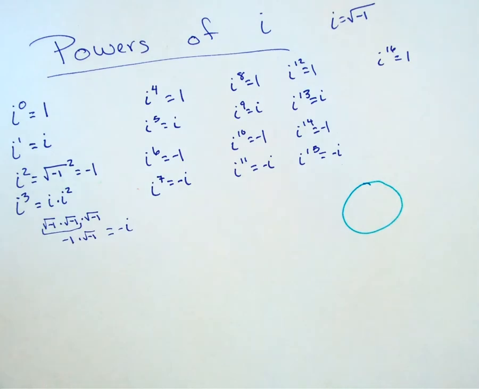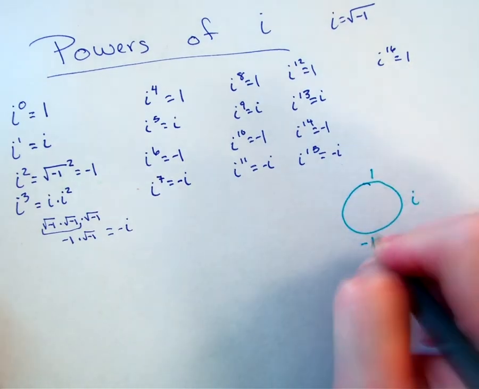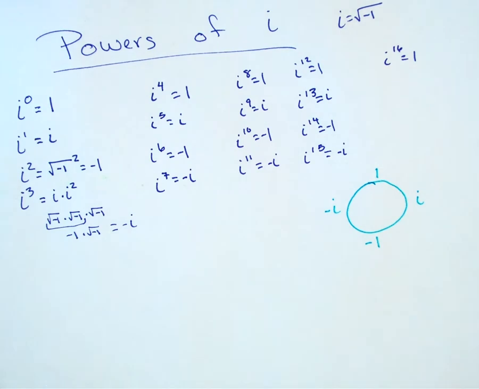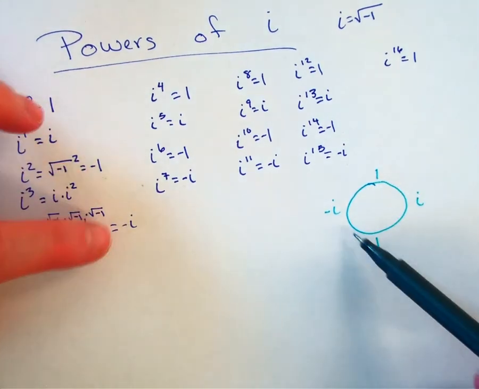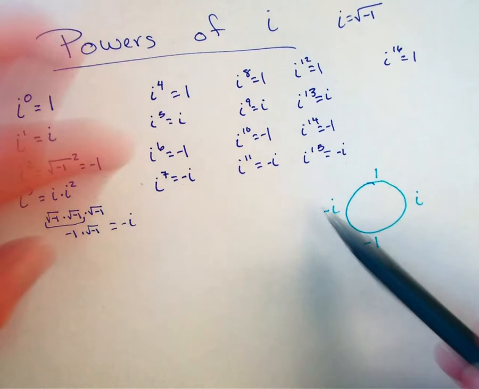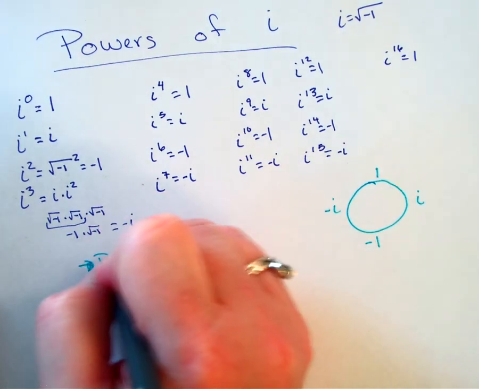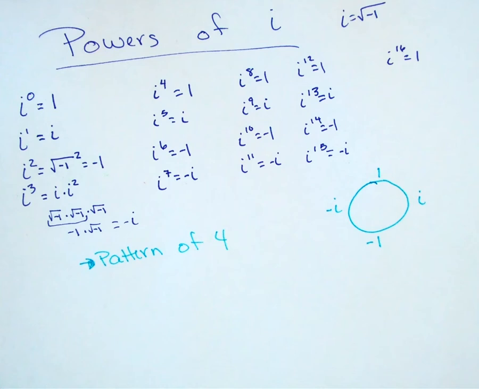I like to make a little clock: 1, i, -1, -i, because that's our pattern. So again, we have a pattern of 4 here. It just keeps repeating one of 4 answers: 1, i, -1, -i.